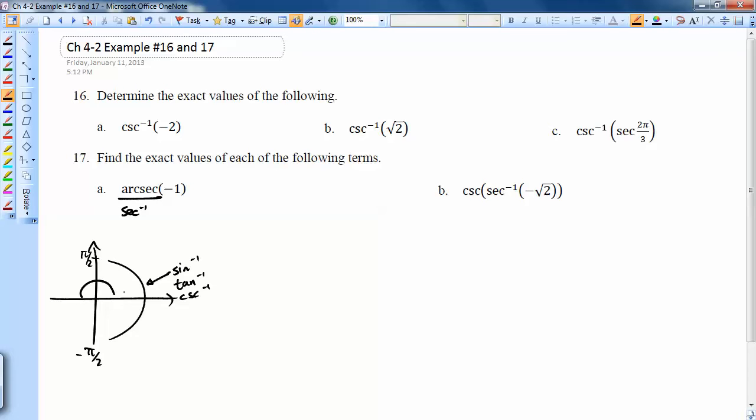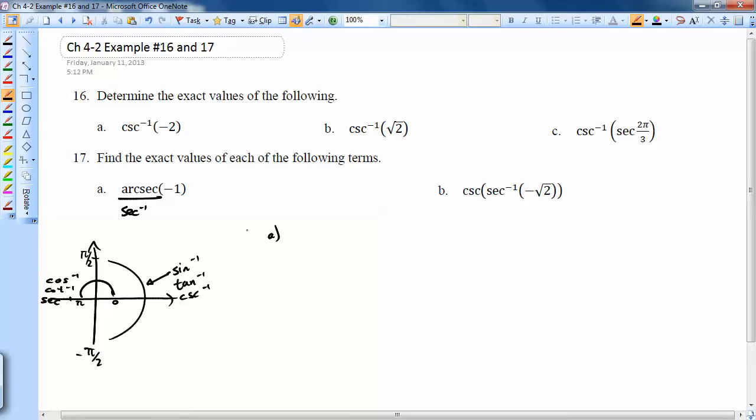The other three go from 0 to pi. So the other three are going to be cosine inverse, cotan inverse, and secant inverse. So now we've got our ranges, so that can help us figure out which answers we need. So if we look at A for 16, it's cosecant inverse of negative 2.